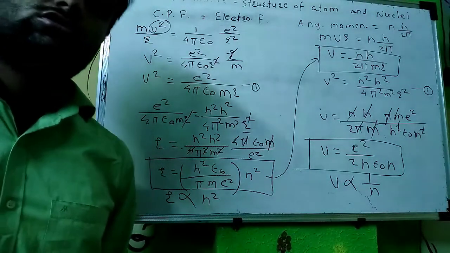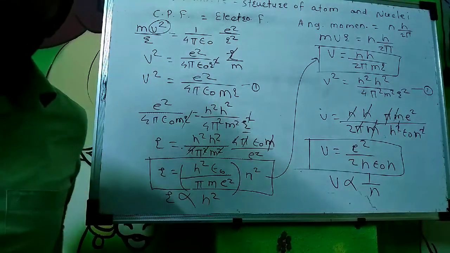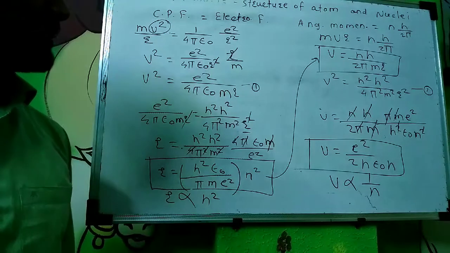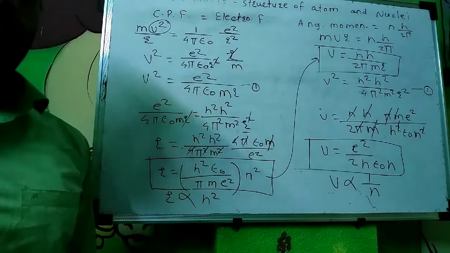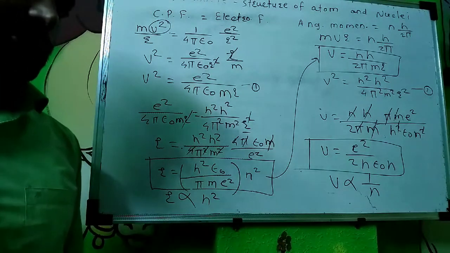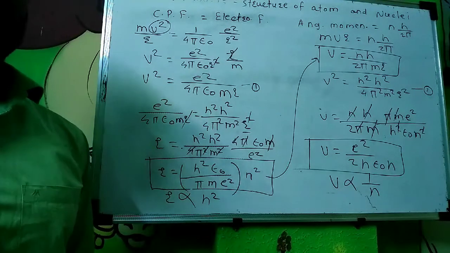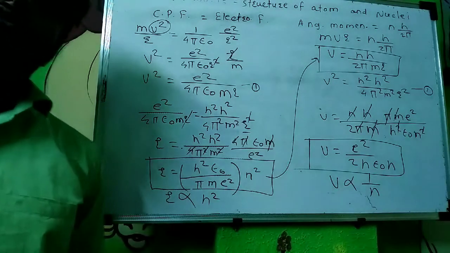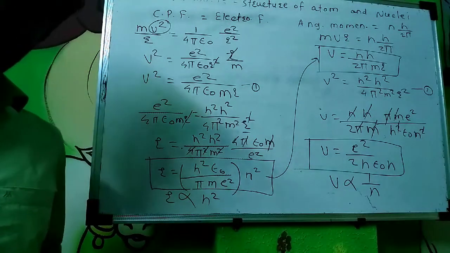Hello dear students, we are studying chapter number 15. In this chapter we are going to discuss some topics related to the atom, which are the important elements of the atom: proton, neutron and the electron.